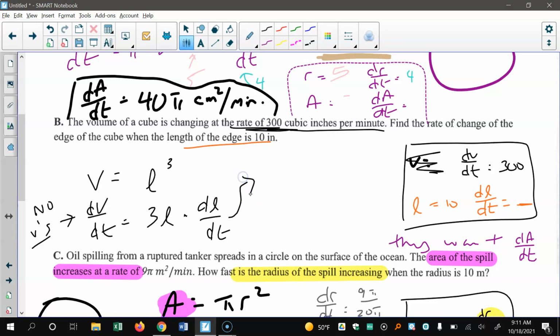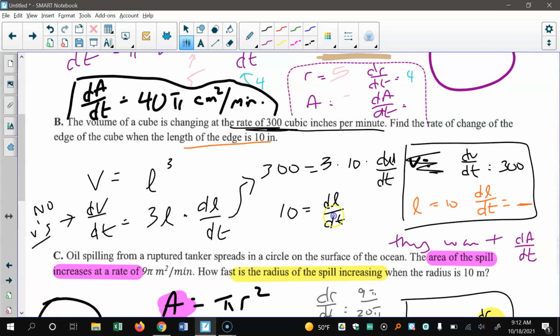All right, now we're going to solve and plug numbers in. I got dV/dt is 300. I'm going to drop the colors here. I have 300 is equal to 3 times L², which is 10², times dL/dt. And 3 times 100 is 300. If I divide that 300 over, it looks like I get 1. Is that right? Yeah, 1, which is equal to dL/dt.